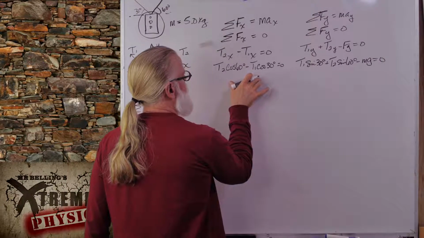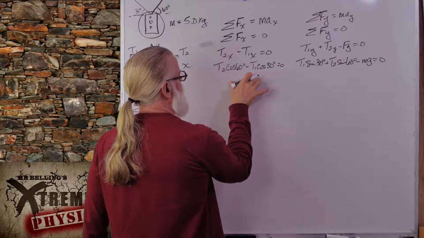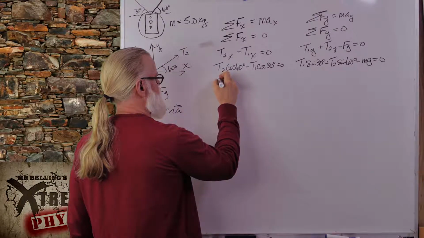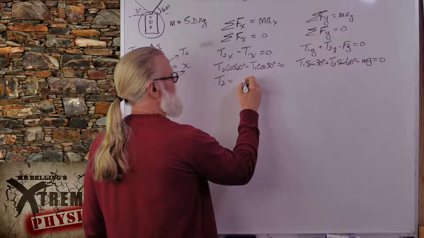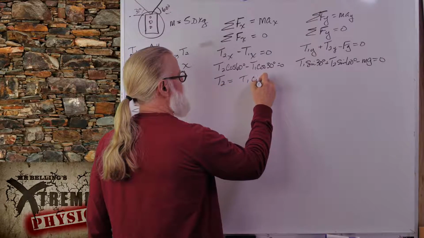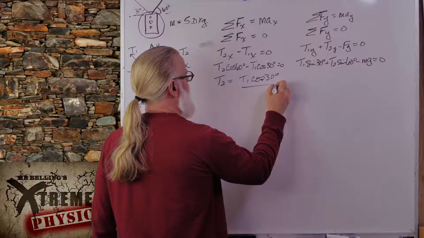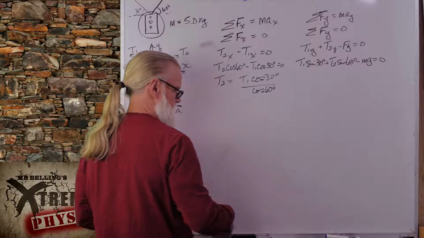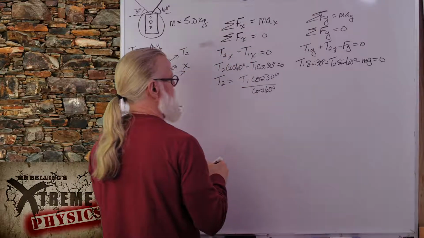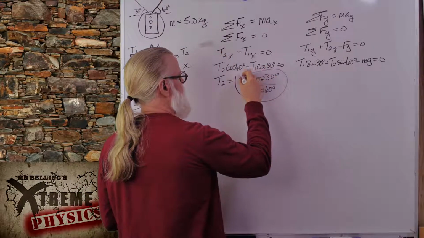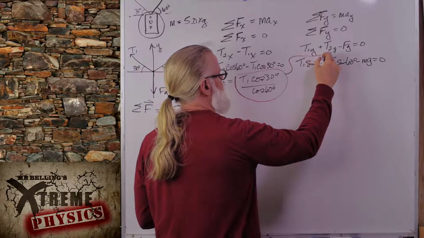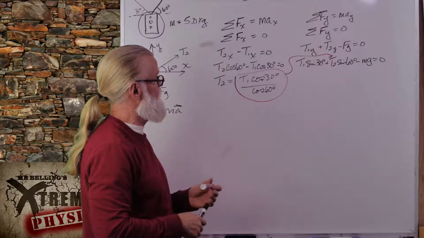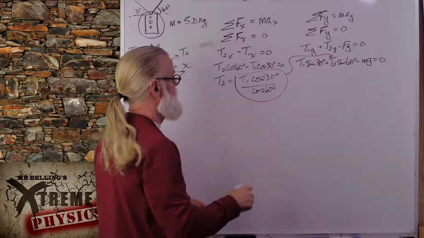All right, let's see. I think I will solve this for T2, plug it in there. There's many ways to do this. This works out kind of nicely. I'm going to solve this for T2 equals T1 cosine of 30 degrees divided by cosine of 60 degrees. All right, let's take all this mess right here and put it in for T2, and then we'll be able to get T1 out of that.